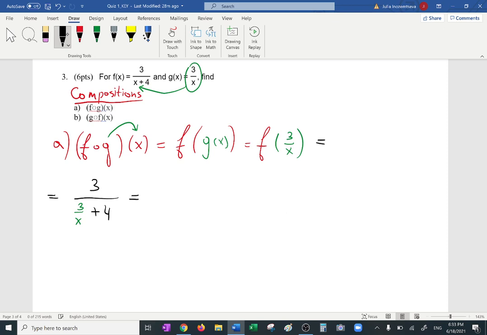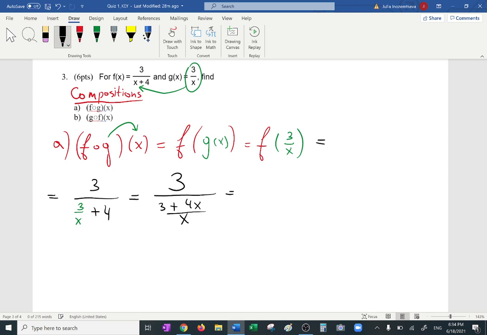But if you want to simplify it, and we should actually, then I will create a common denominator. It's going to be x in the denominator. Then it will be 3 plus 4x, like so, and 3 at the top.